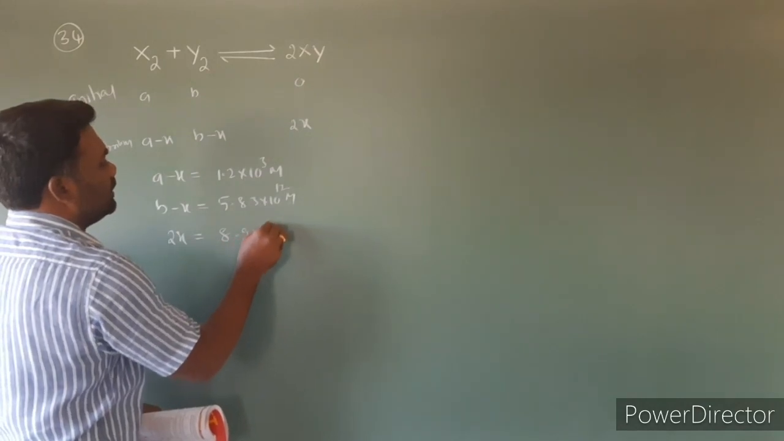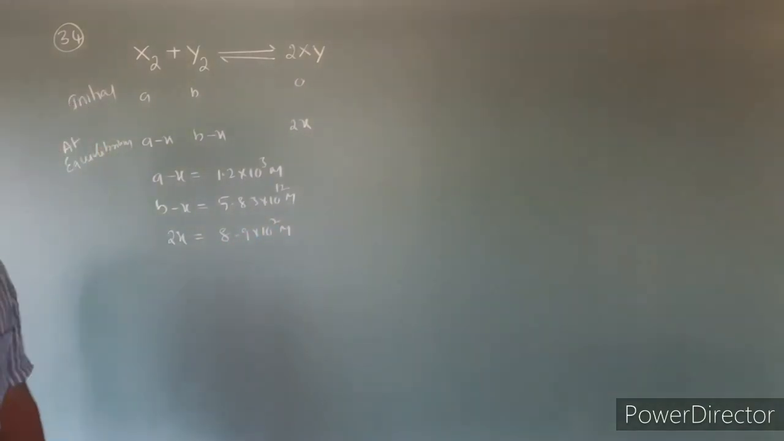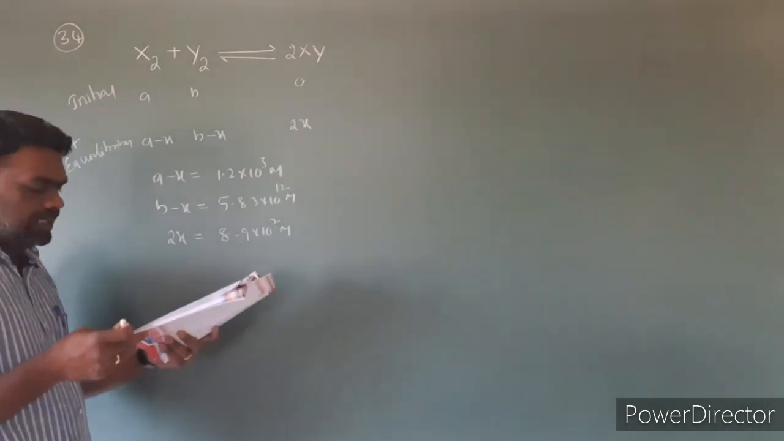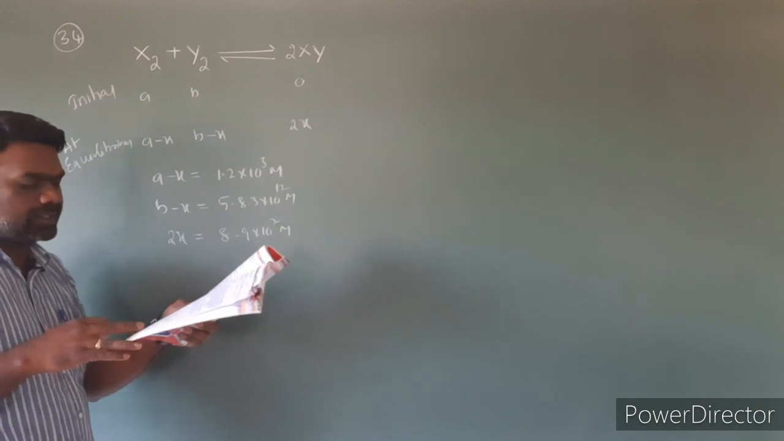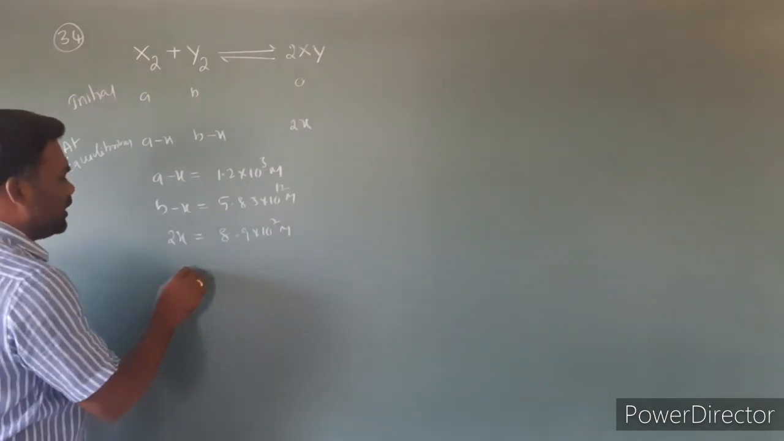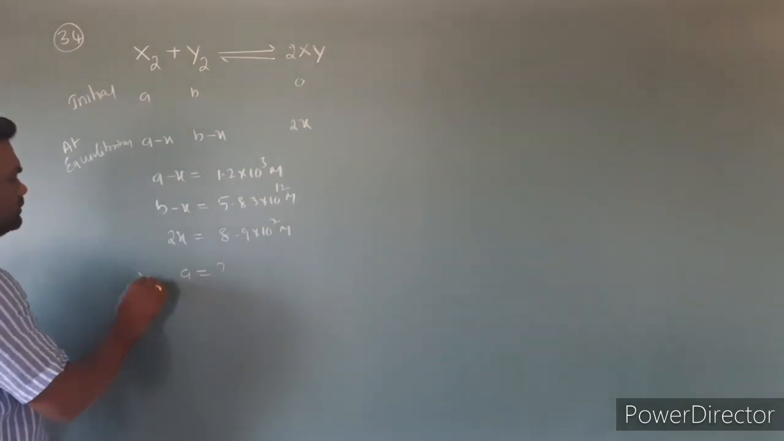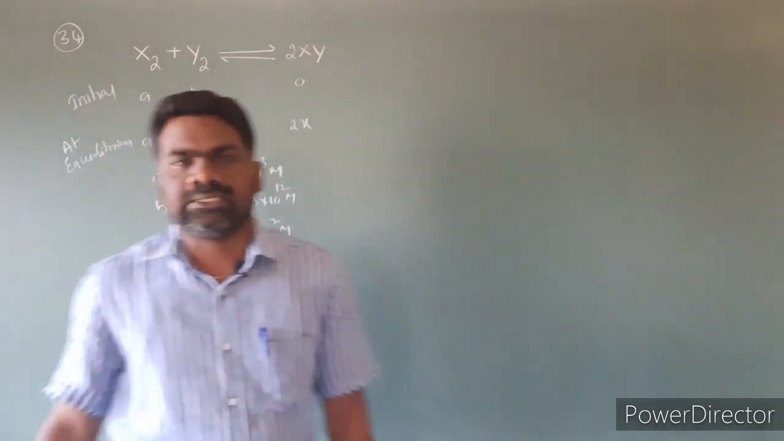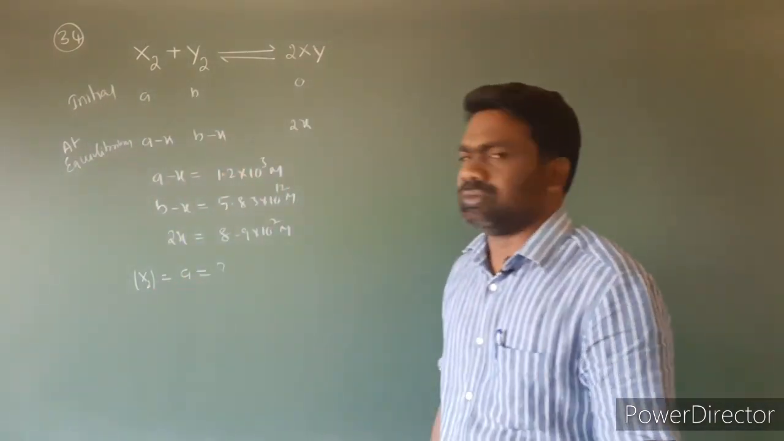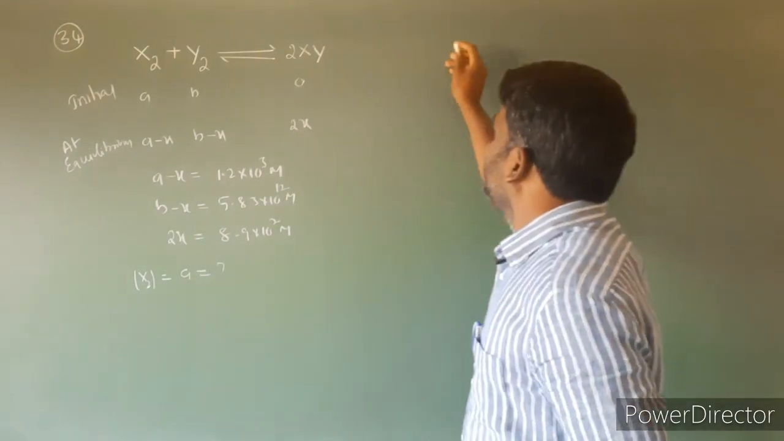8.9 into 10 power 2 m. So what we have to calculate is the initial concentration of X2 before the reaction occurred to form XY. So we have to calculate A, the initial concentration of X2. The X2 concentration is nothing but A. So first we have to find out the x value.